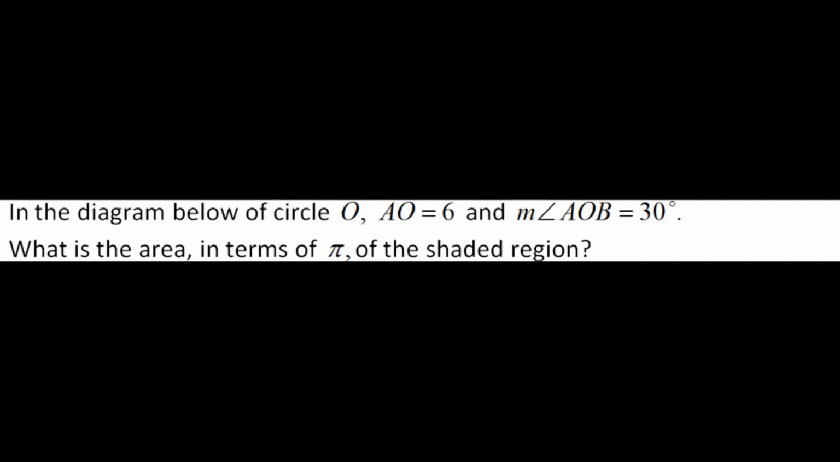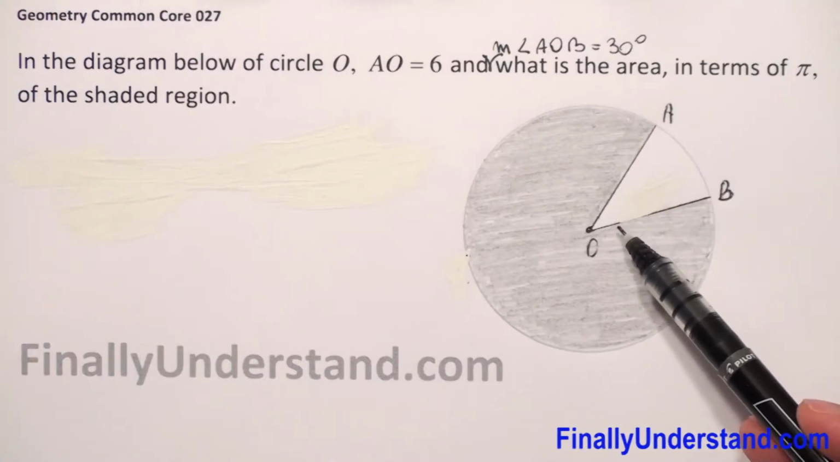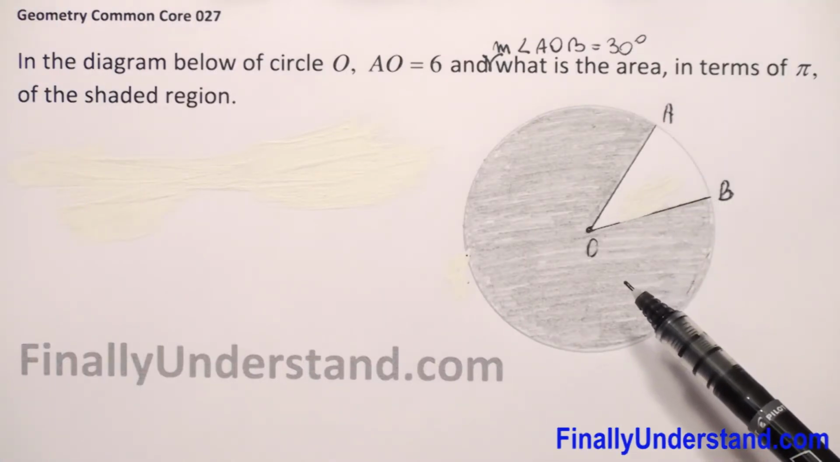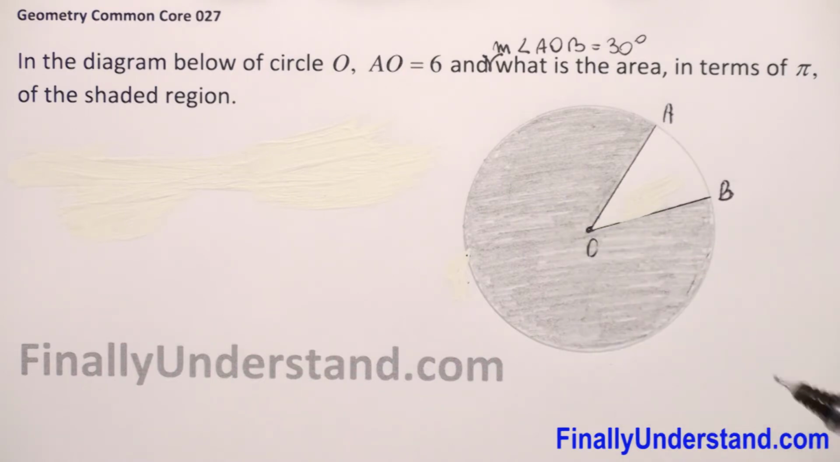In the diagram below of circle O, AO is 6 and the measure of angle AOB is 30 degrees. What is the area, in terms of pi, of the shaded region?